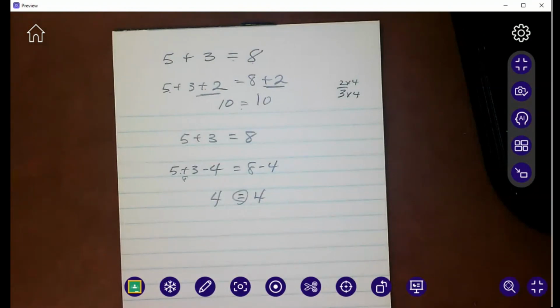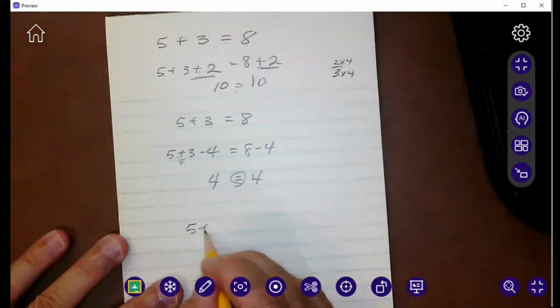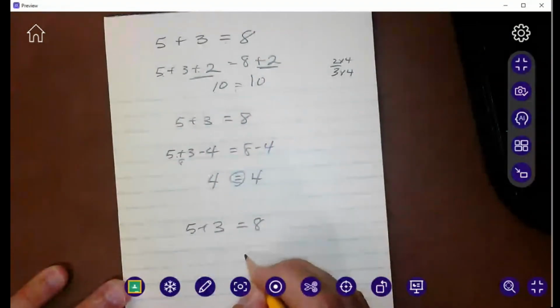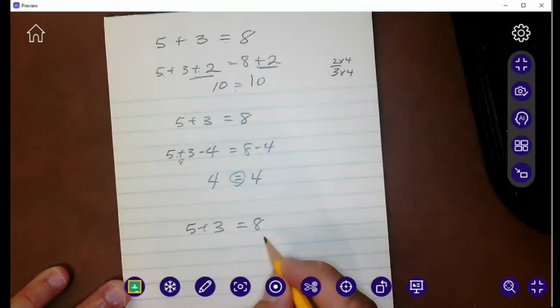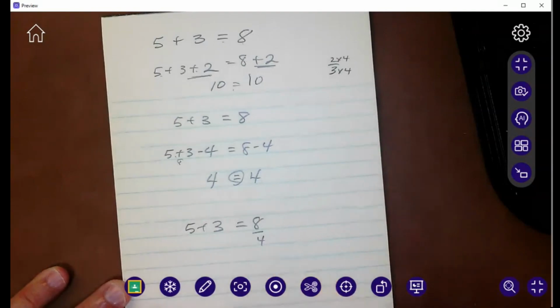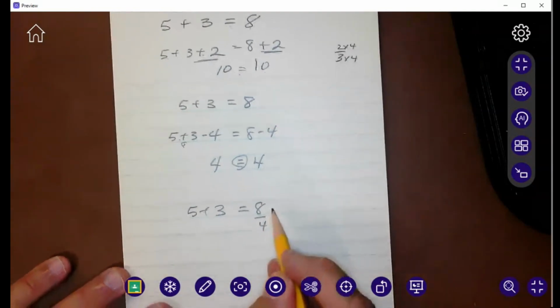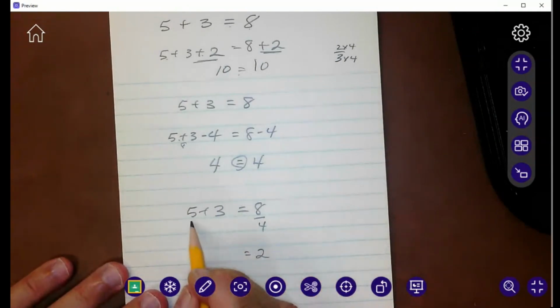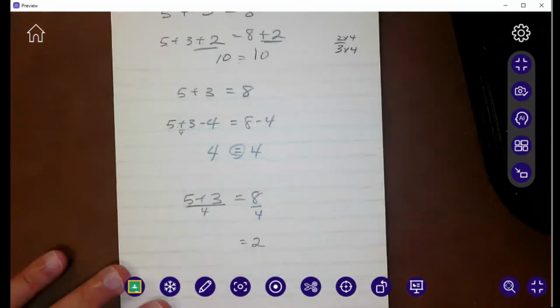So like he said, think of this as a seesaw. Whatever you do on one side, you have to balance it out on the other side. If I take that same 5 plus 3 equals 8, and I decide I'm going to divide it by 4. If I divide by 4 on this side, this gives me 8 divided by 4 is 2. If I do that, I have to do the same thing on the other side.